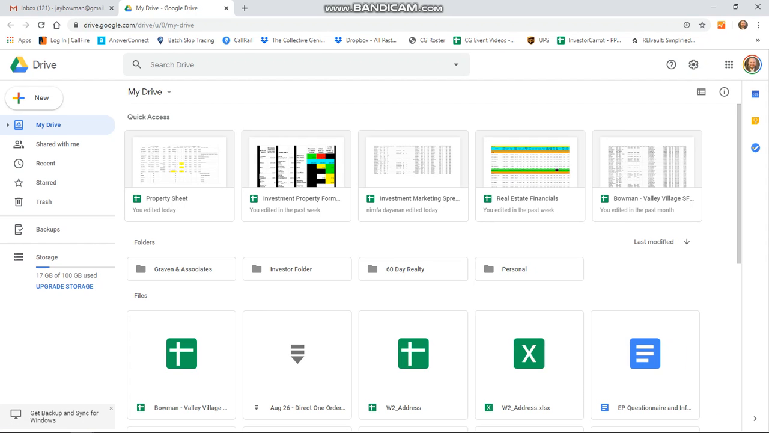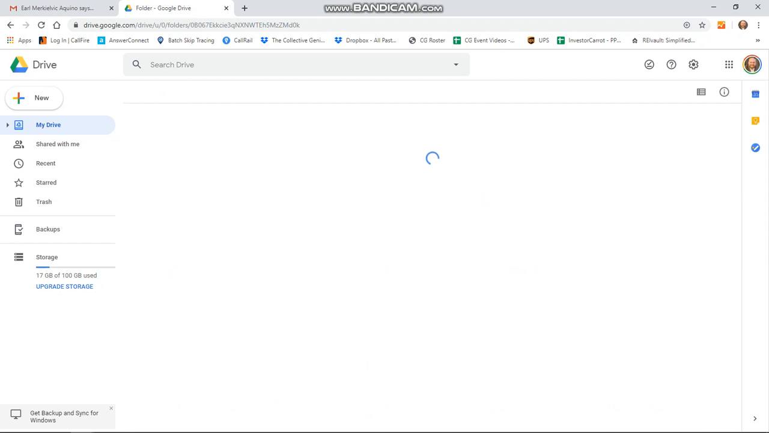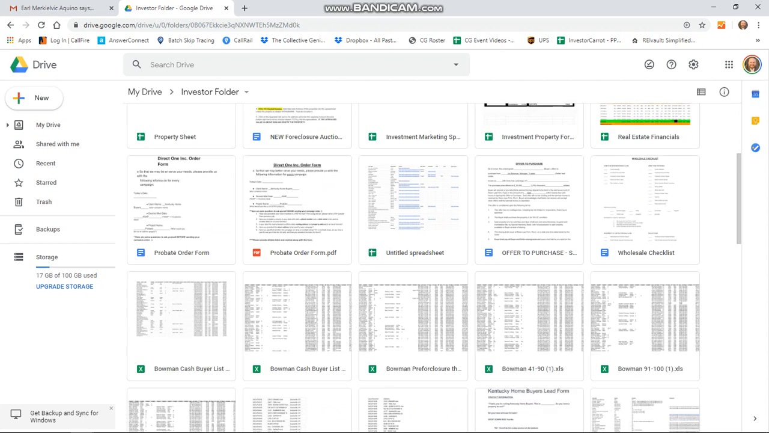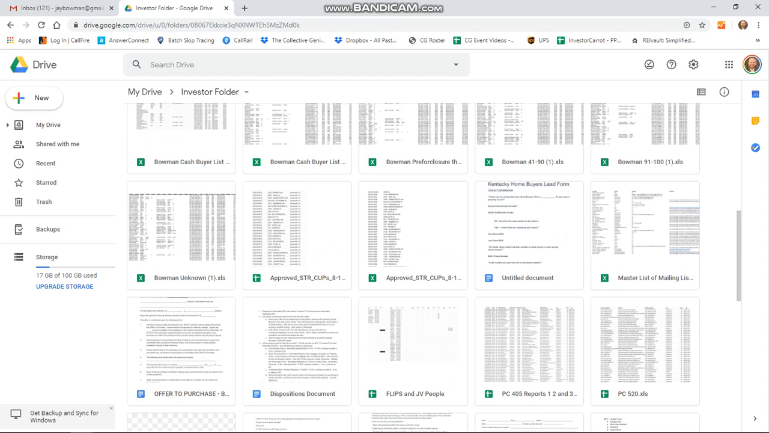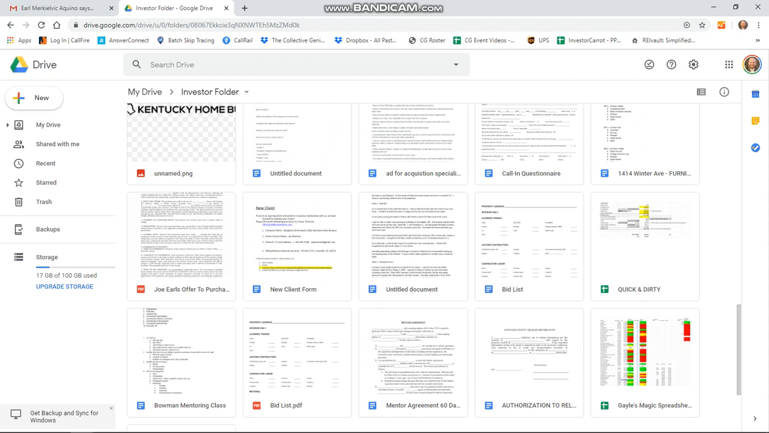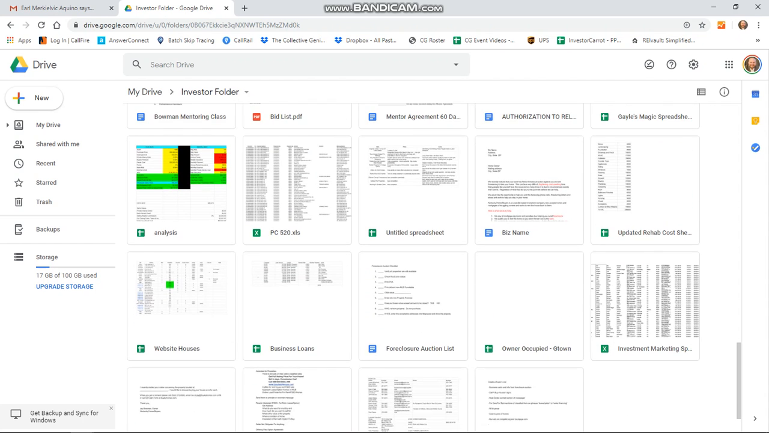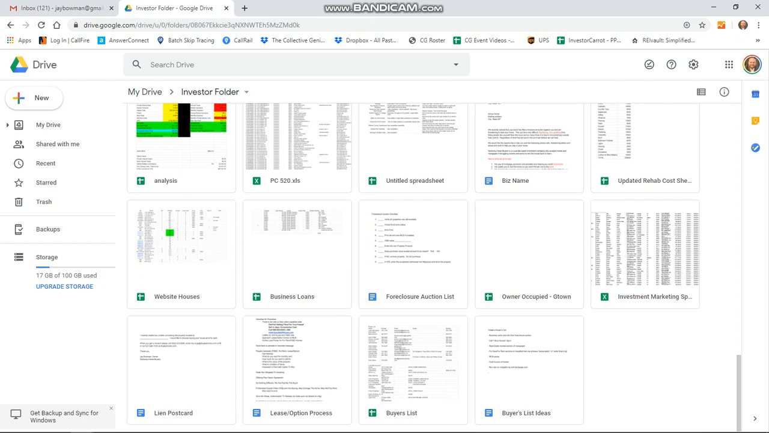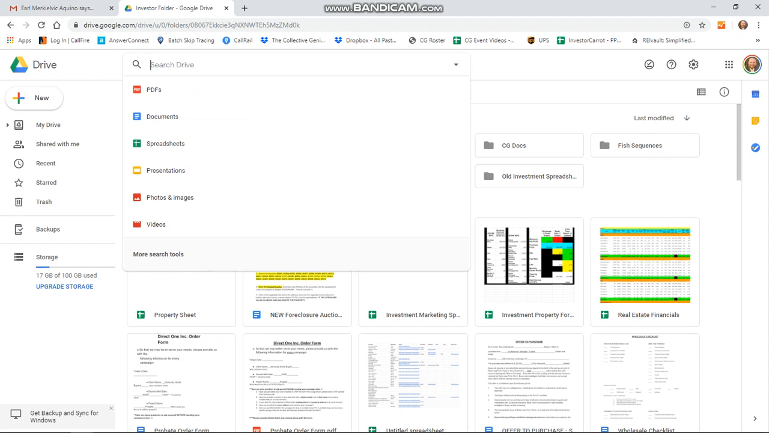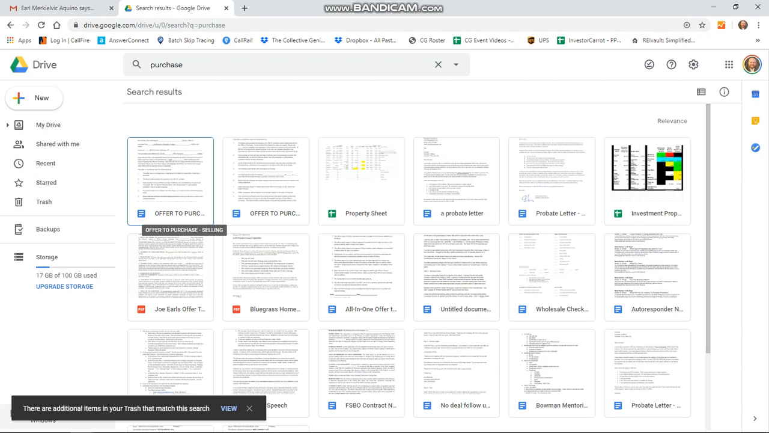So what we're going to do, and I'm going to have to share this with you as well, we would go to Google Drive, and go into the Investor folder, and I have a purchase contract here amongst all these documents somewhere, and for the life of me, I do not see it. Hold on. There we go.